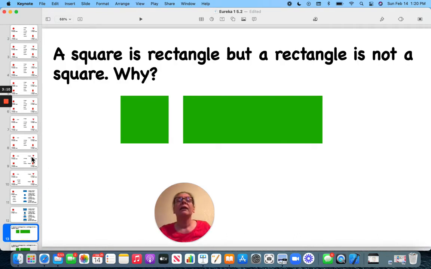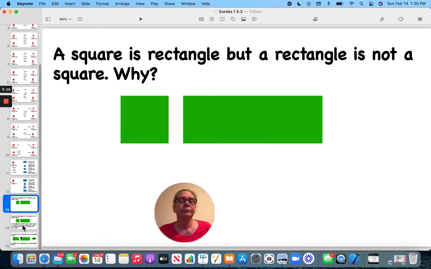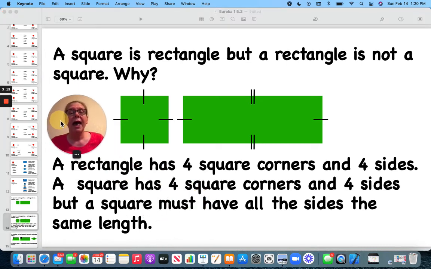So why? A square is a rectangle, but a rectangle is not a square. Do you remember why? A rectangle has 4 square corners and 4 sides. A square has 4 square corners and 4 sides that are the same length. So if you look, these lines mean those are all the same. So all the sides that only have 1 line, they're all the same length. But these have 2 lines, which means this is the same size as this, but it is not the same size as this. That's why a square is a rectangle, but a rectangle is not a square. A square's sides have to be the same length.